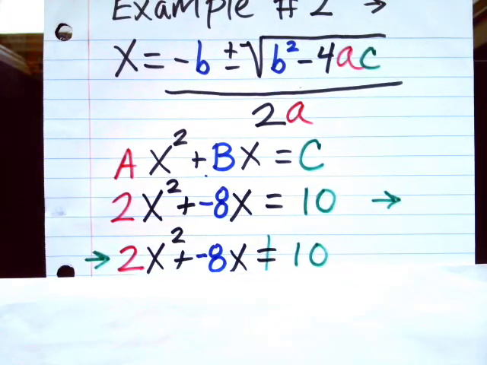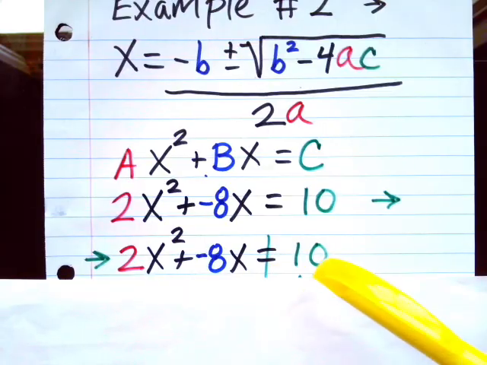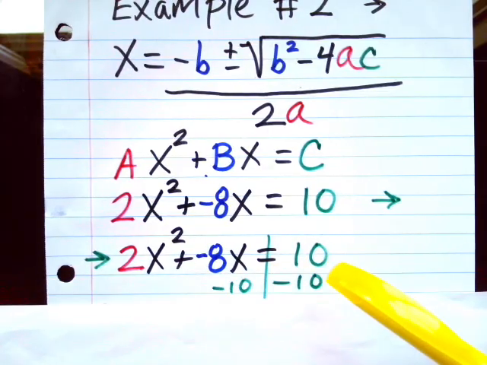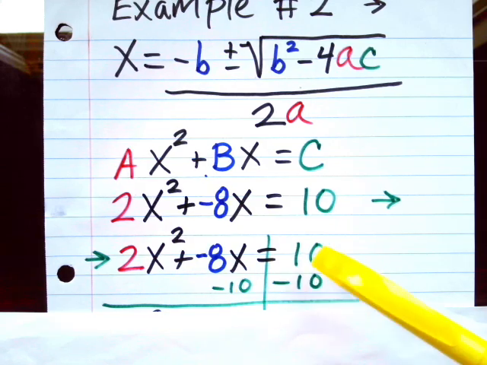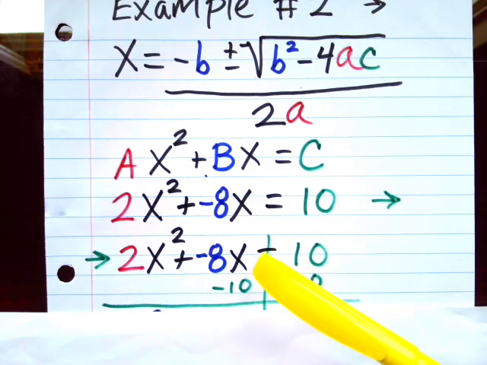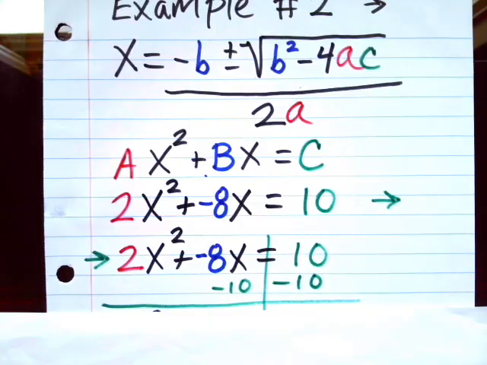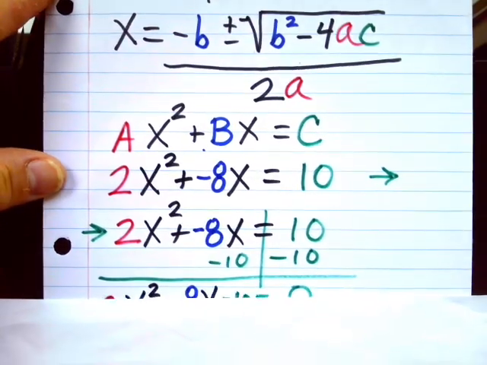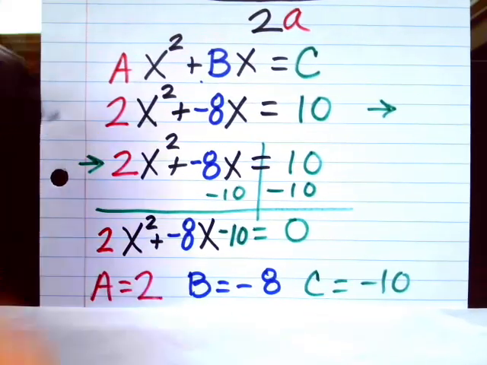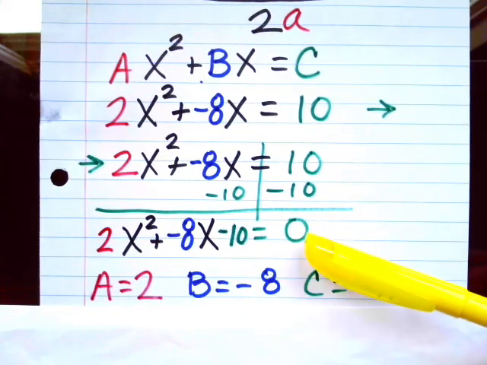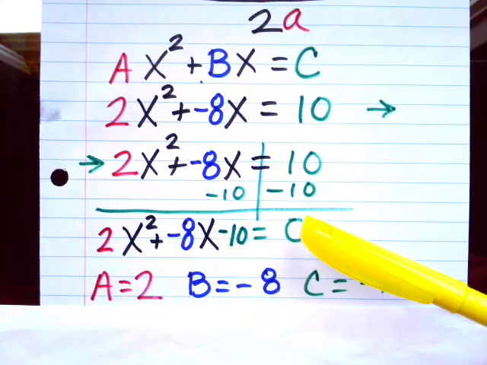I cannot have 10 on the right side of this equal sign. I got to turn that into a 0. What's the opposite of a plus 10? It's a minus 10. So I'm going to subtract 10 to both sides. 10 minus 10 is 0. 0 plus a negative 10 is negative 10. So now I have this equation set equal to 0.